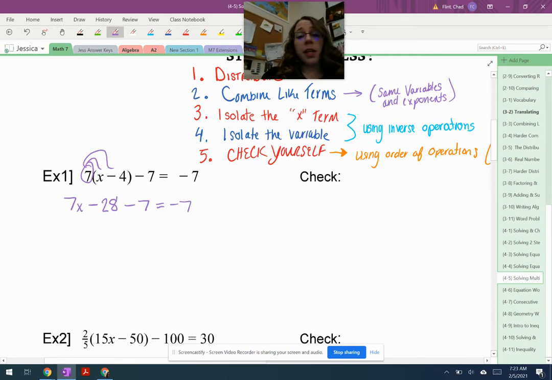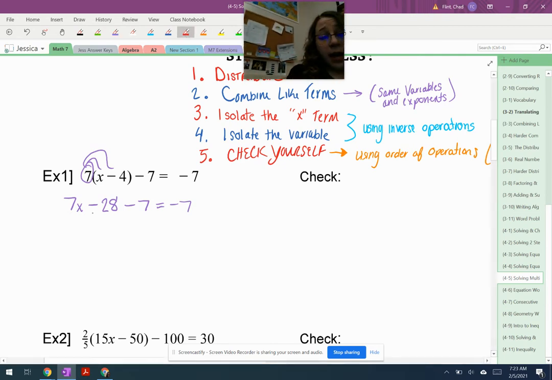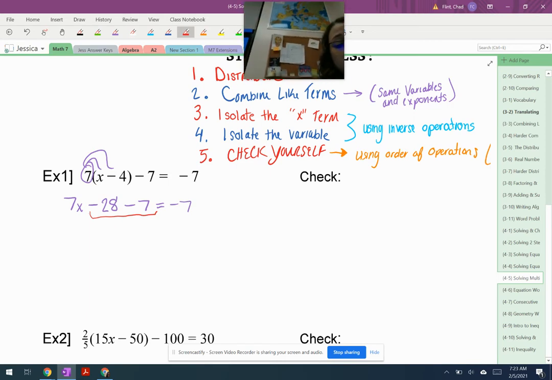Okay, so next, that second step tells me to combine like terms here. So I do have some like terms to combine. I have that negative 28 minus 7 that I can put in my calculator and get a value for. Negative 28 minus 7 ends up being a nice negative 35. And then carrying everything else down.